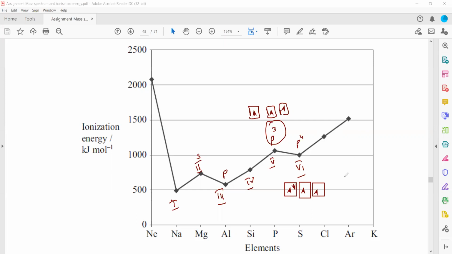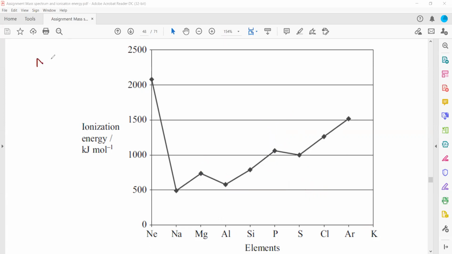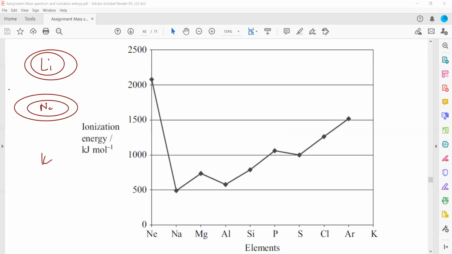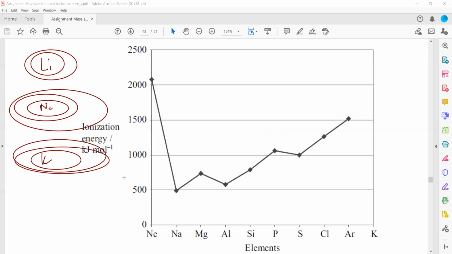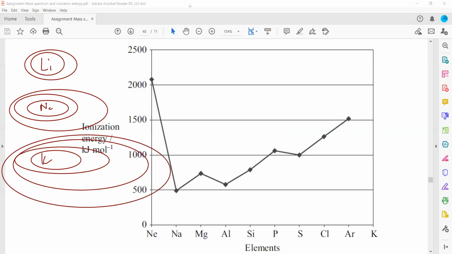Because potassium is much larger in size compared to these elements from period 3, but potassium is an element of period 4. So what will happen when we compare the ionization energy? When we check the periodic table, we have lithium, sodium, potassium. We know the size is increasing as we go down the group. Lithium has 2 shells, sodium has 3 shells, and potassium will have a total of 4 shells. So it will be relatively easy to remove an electron, so the ionization energy decreases as we go down the group.